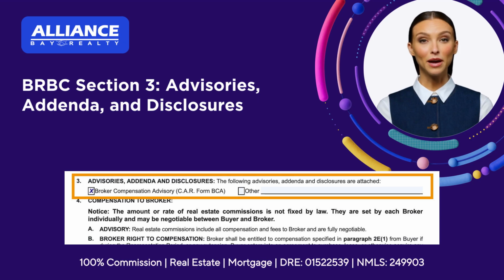Step 2, Other Attachments line. There's a checkbox for Other and a blank line. Use this for anything else you're attaching, such as your brokerage addendum, a compensation schedule, buyer preference forms if your broker uses them, any special disclosures required by your brokerage. Remember, if it's attached, list it. If it's not attached, don't list it. This prevents disputes later.